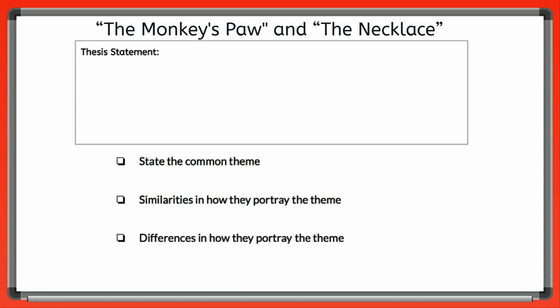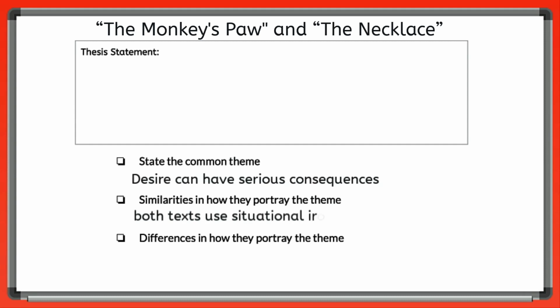So for my theme, I'm going to say that desire can have serious consequences because I think that that is true in both stories. For my similarity, I'm going to say that both texts use situational irony because in both stories, the opposite of what we expected to happen occurred. Mr. White got the money that he wished for, but he lost his son in the process, and Madame Loisel spent her whole life working off this necklace that wasn't worth anything.